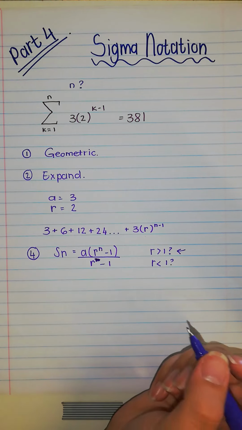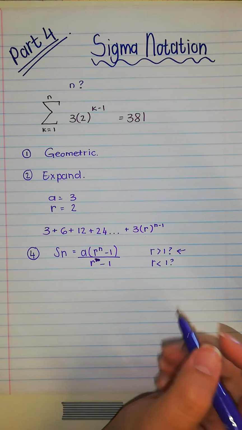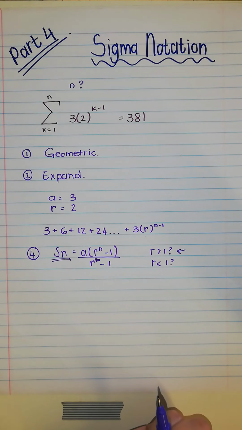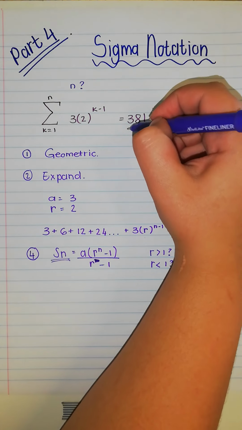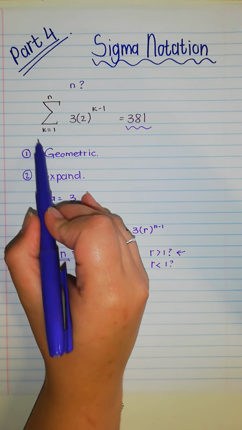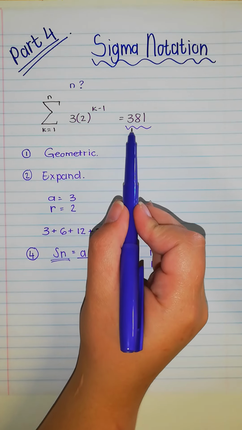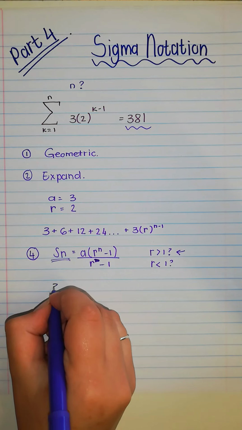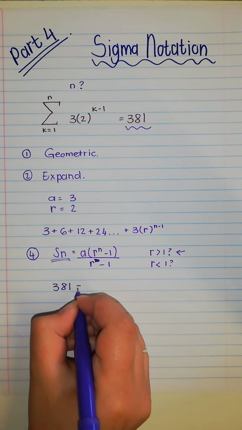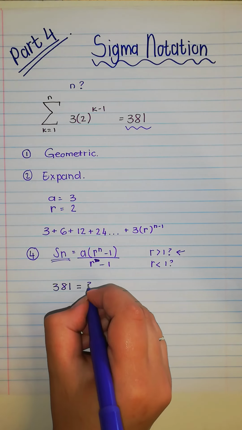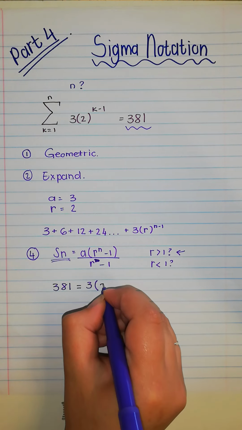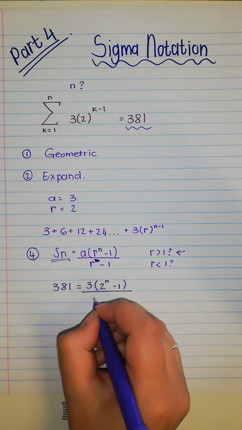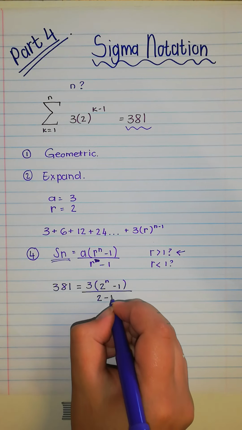Now we go fill in what we have. Do we have Sn? Big question. Yes, they gave it here. Remember, the sum is equal to 381. So they gave us Sn. So 381 equals a, which we have as 3, r we have as 2, to the power of n minus 1. And again, the bottom r minus 1, so it would be 2 minus 1.